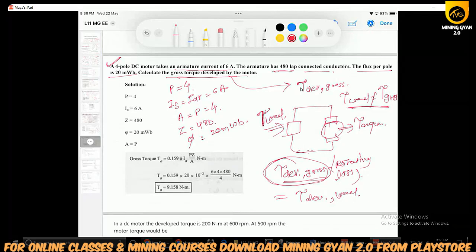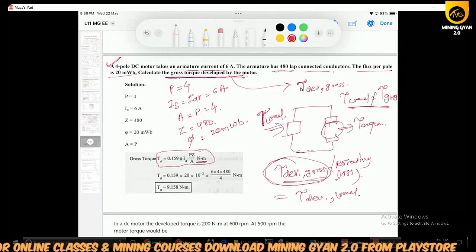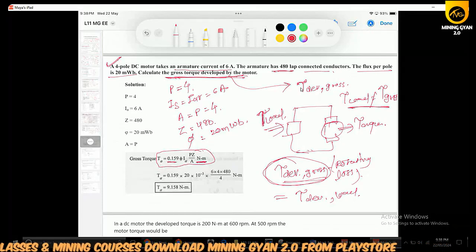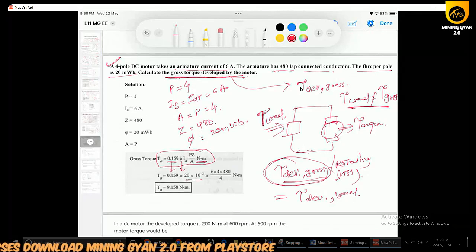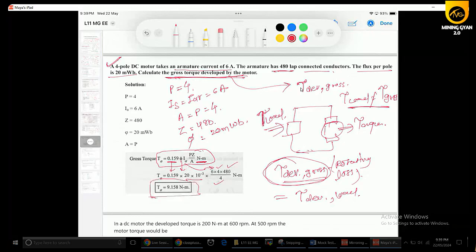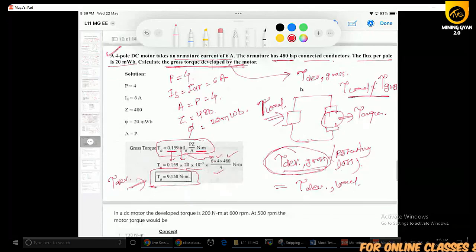Then how to calculate the gross torque developed by the motor using this formula directly, and its unit is Newton meter. So you have 0.1159 as the constant value, then phi is 20 milliweber. Then how much is Ia? Yeah, 6 amperes. Then P is the number of poles, Z is the number of conductors, and A is the number of parallel paths. So this much torque you will get, that will be developed by the motor, right? This is the answer.